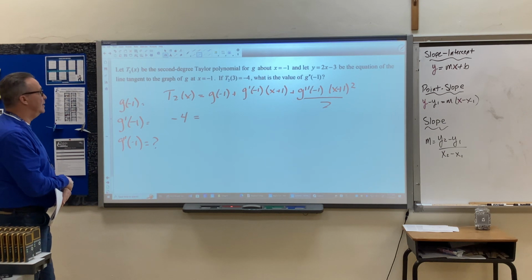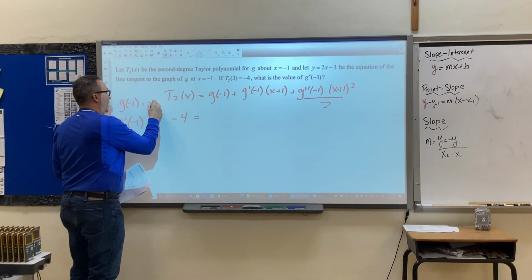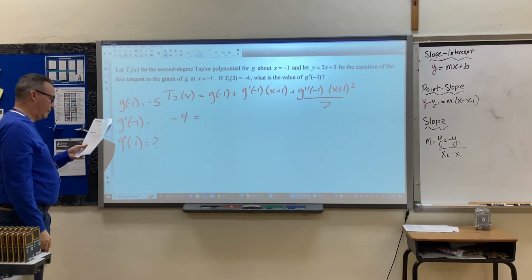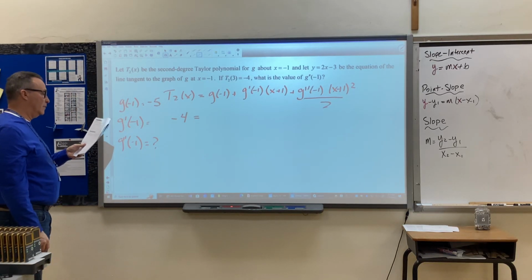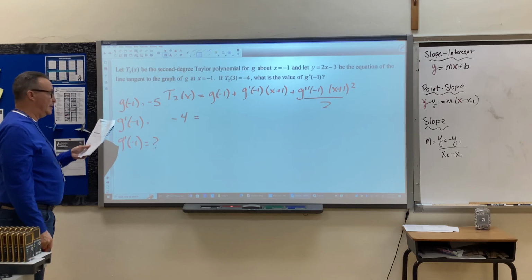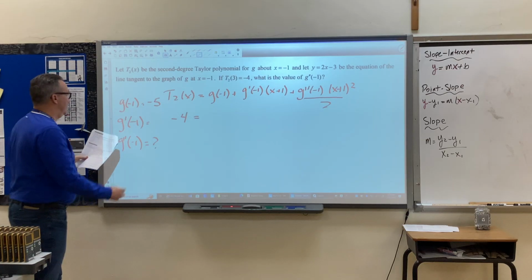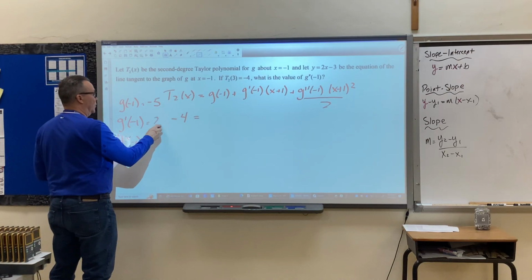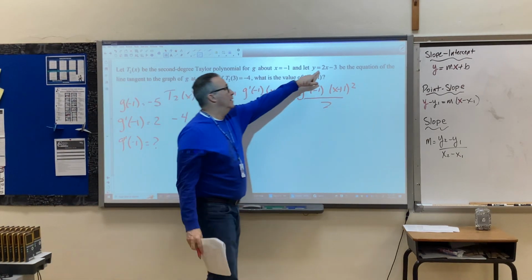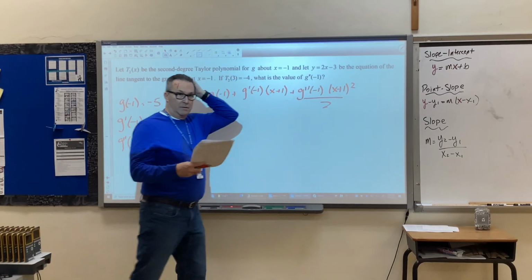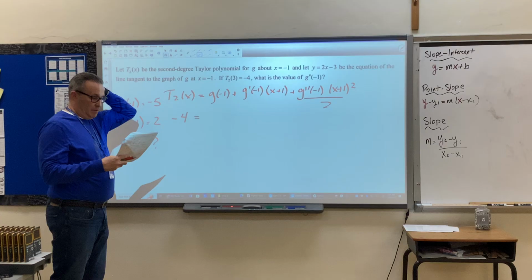G of -1 is -5, right? See where I put that. I didn't get that. Oh, G of -1 is -5, that's what I got. That's also what I got. G prime of -1 is 2. And I'm using this, right? Yeah. So we're good?